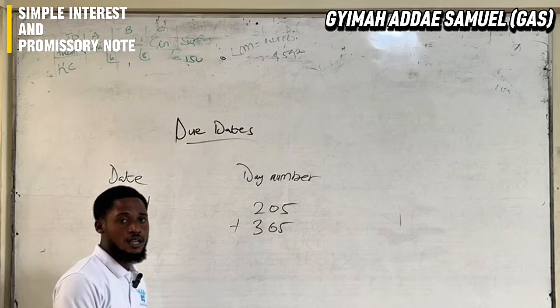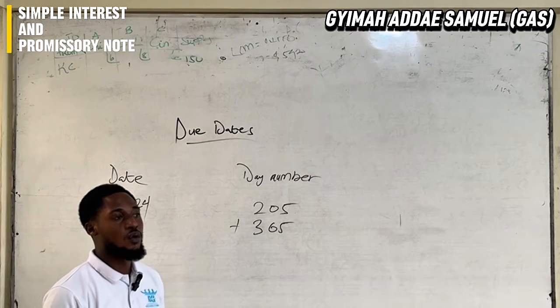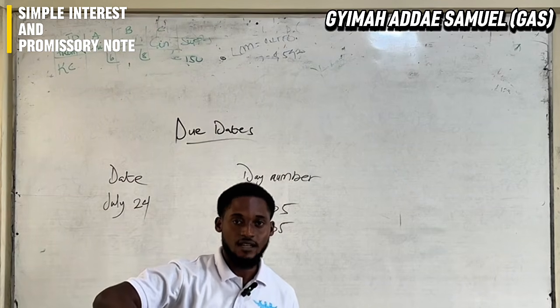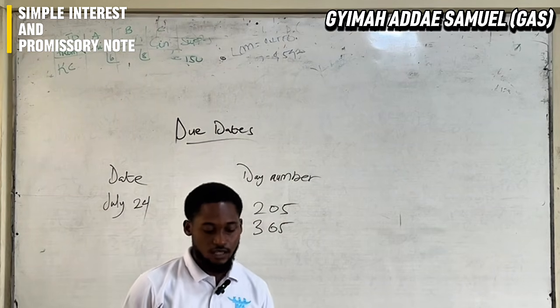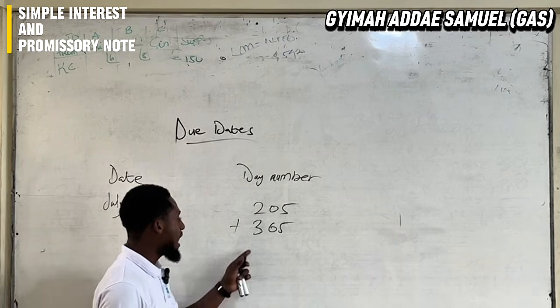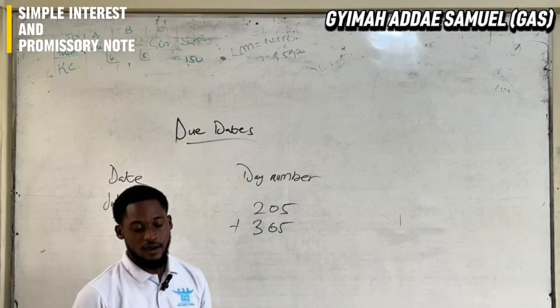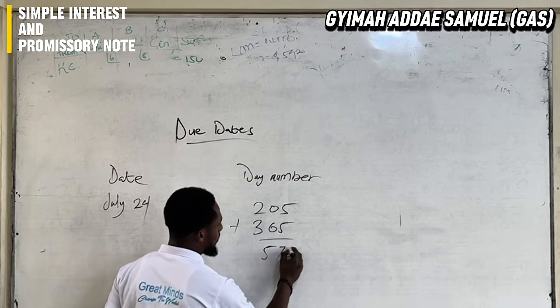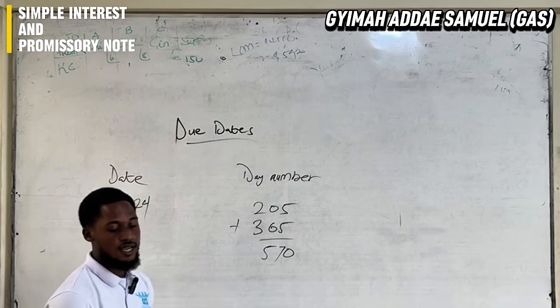What we are doing is what we do when the due date extends into the next year. So when it extends into the next year, after getting the day number, you add 365 for extending into the next year. And when you do that, you get 570.